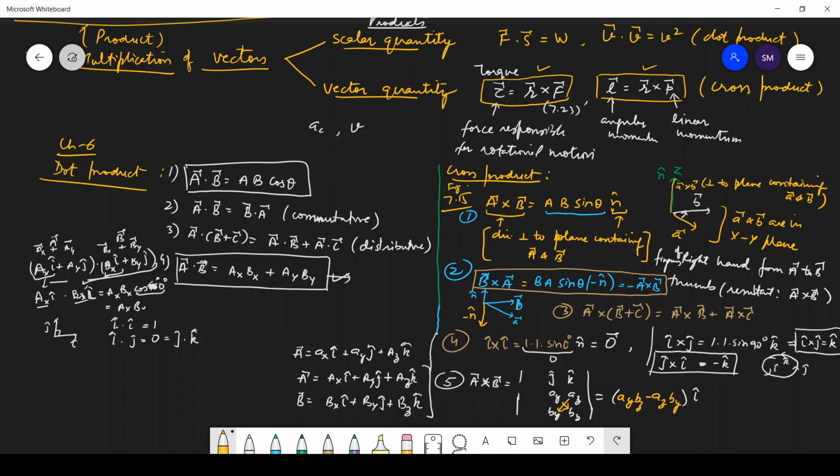I hope you have understood this, students. Now hide this and you will write it as AX BZ minus AZ BY. This is now plus, this is a cross product, so I'm writing it in a similar way along the component. So this is the component along the x-axis of A cross B.